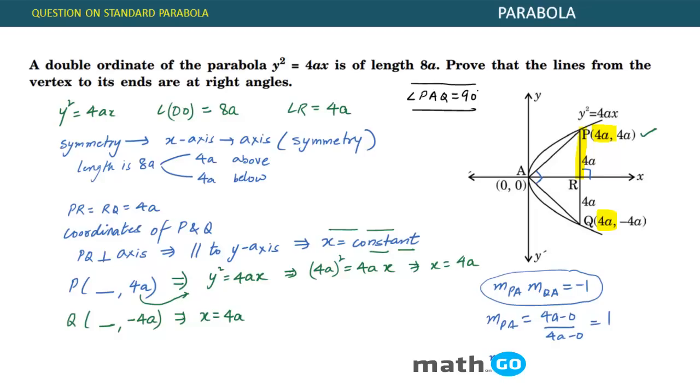What is the slope of AQ? Check for the slope of AQ. It is minus 4a by 4a, which is -1. Multiply these two, you get -1. That is the answer. That means they are at 90 degrees. So this is how you solve these kinds of questions. Okay. Let's take another problem.